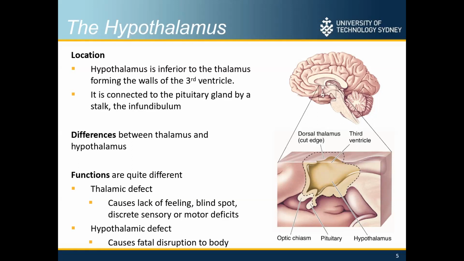The deficits in the hypothalamus, on the other hand, are very different from the thalamus, although they are confined in the same area. In this case, when you have disruptions or deficits in the hypothalamus, this often leads to fatal disruption to the body, which can ultimately lead to an individual's death.